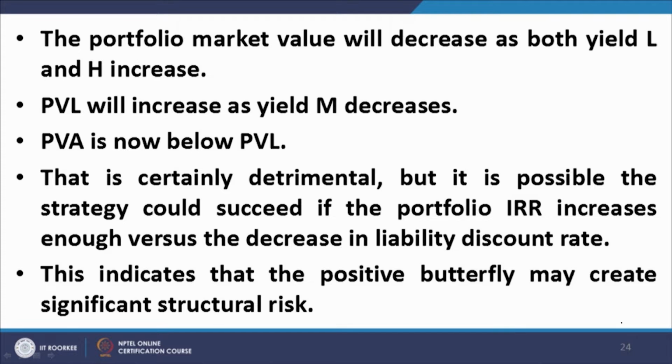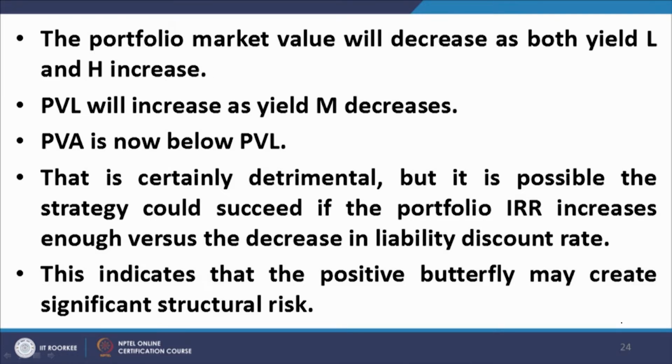The portfolio market value will decrease as both yield L and H increase. Present value of liabilities will increase as yield M decreases. Present value of assets is now much below present value of liabilities. That is certainly detrimental, but it is not absolutely conclusively establishing the failure of the strategy.